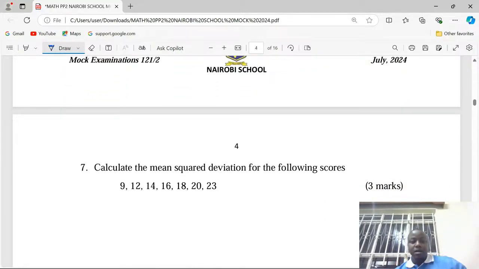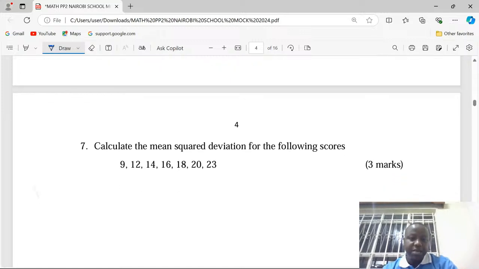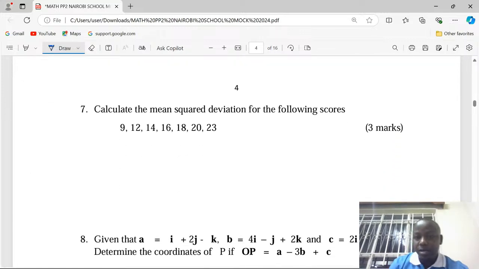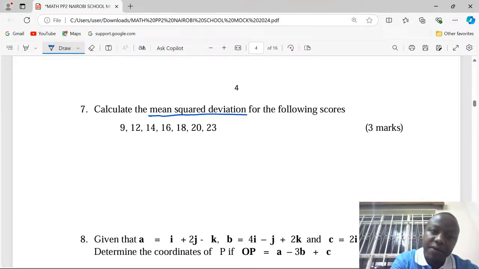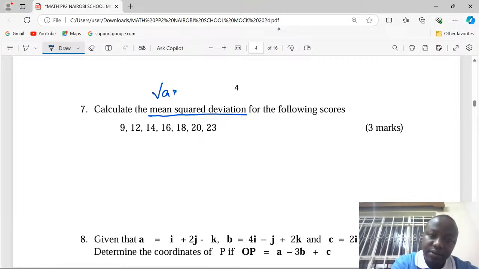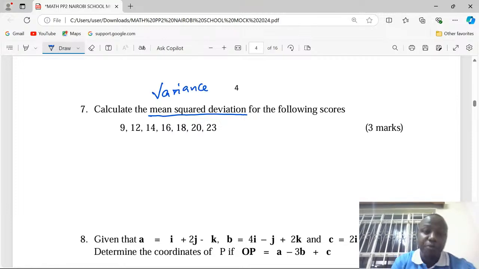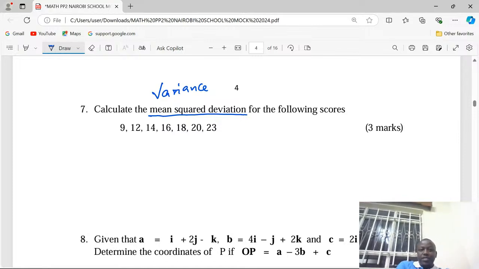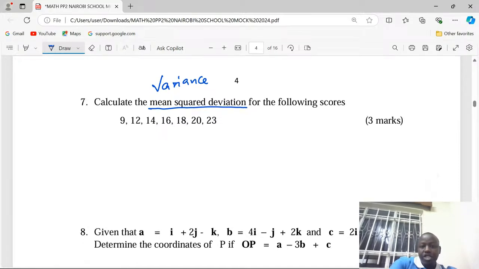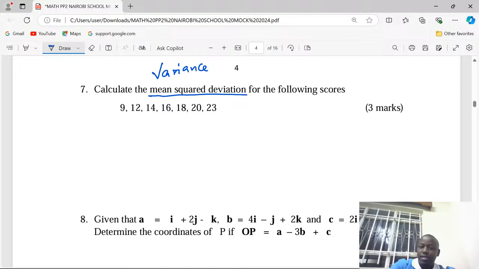Let's look at number 7 from statistics 2. Calculate the mean square deviation for the following scores. The mean square deviation means that we're going to obtain the variance. So people must know some measures in statistics have several terminologies which can mean the same. Mean square deviation is also another name of variance. So now we are proceeding to calculate variance for this ungrouped data.